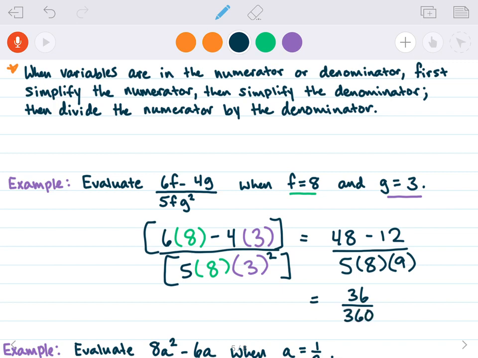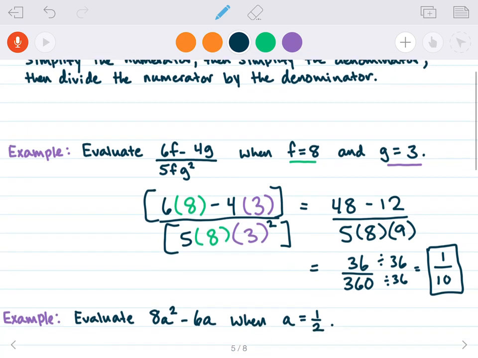And you want to get in the habit of writing it as a fully simplified fraction. So if I divide top and bottom by 36, on top I get 1, on bottom I get 10, and this is fully simplified right here. Okay, so that is our answer, 1 over 10, yep. All right, let's try another one.